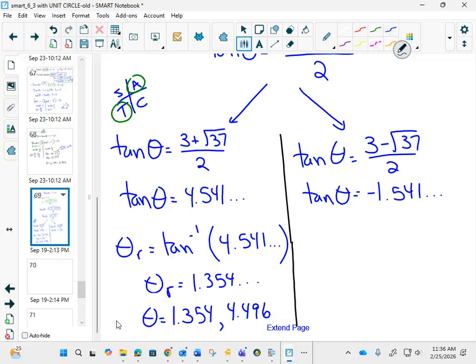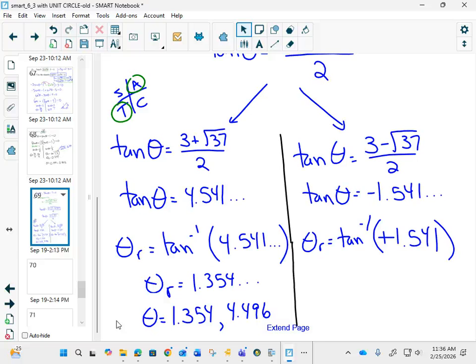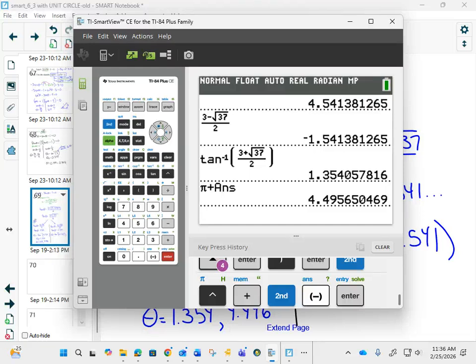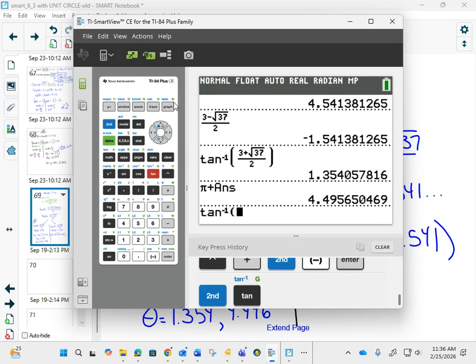We do the same thing on the other side, but on the other side, we do tan inverse. You don't have to write that positive sign, but I'm trying to be really obvious that every time you do a reference angle, it's always tan inverse of the positive value. Now, if I go to my calculator here, because I had that value before, I'm going to go tan inverse. And I want to use this number without the negative. So if I push enter on that number, the negative's there.